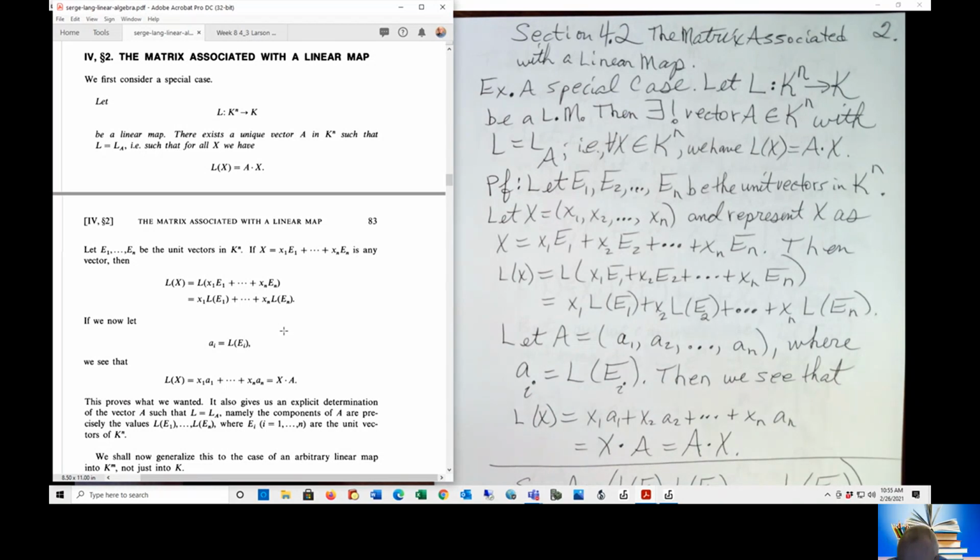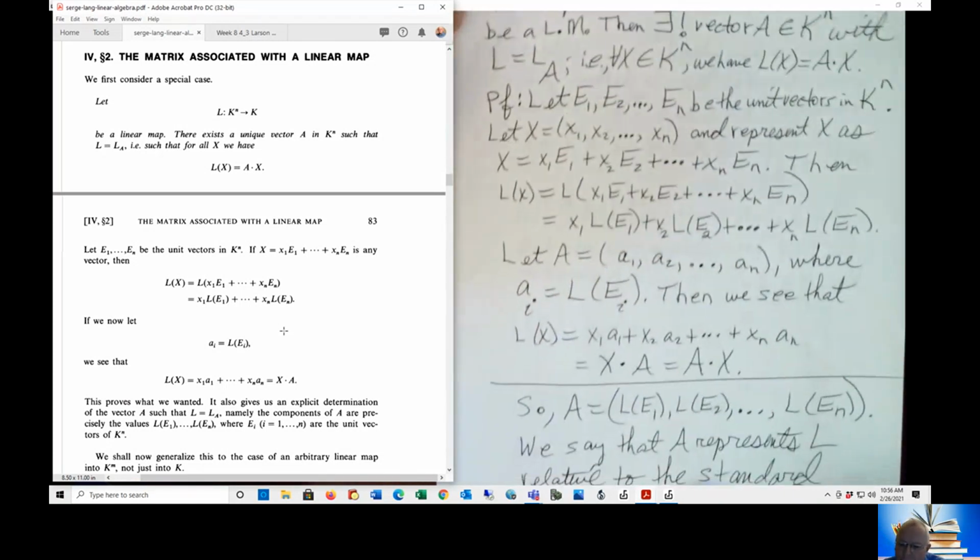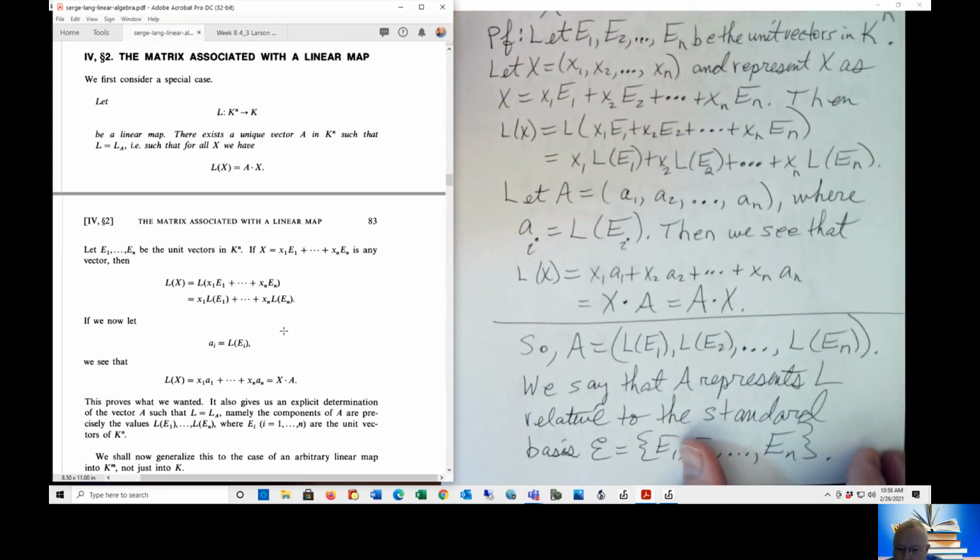So if we let the vector A be the vector whose components are, let's say, a1, a2 through an, where a sub i is simply L of e sub i, then we see that L of x equals x1 a1 plus x2 a2 plus dot dot dot plus xn an. In other words, it's equal to x dot product a, or a dot product with x.